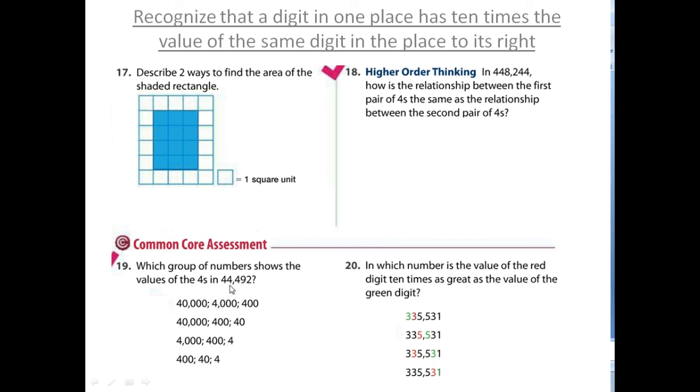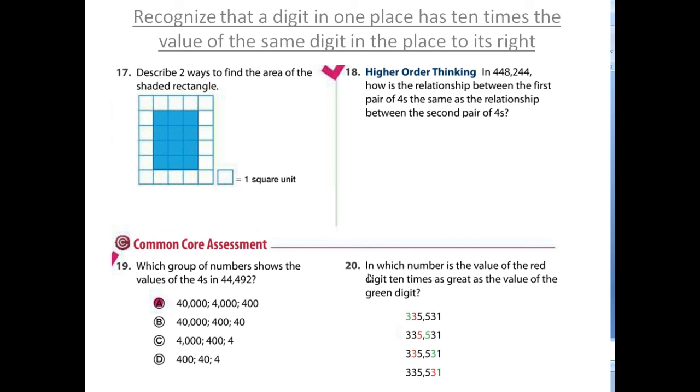Okay, the next 4, how many zeros beside it? 1, 2, 3. So it's going to be 4,000. Okay, so the first one 40,000, the second one 4,000. What about the third one? This one, how many digits beside it? 2 digits. So it's going to have only 2 zeros. So the first choice only is correct.